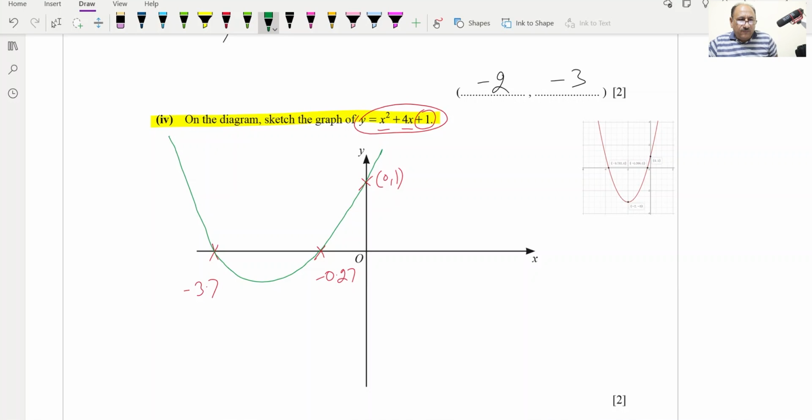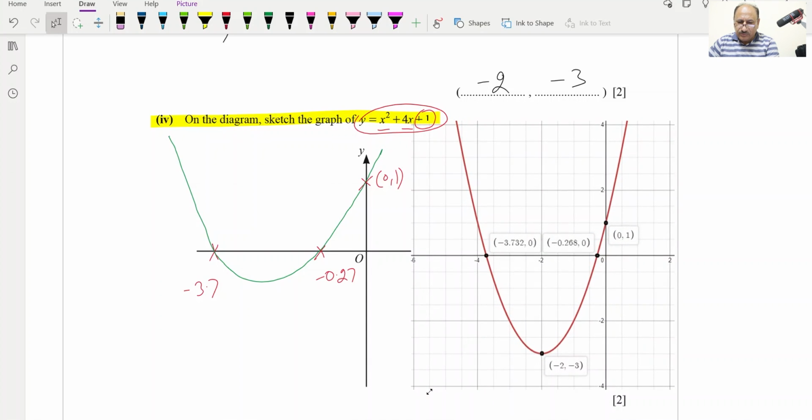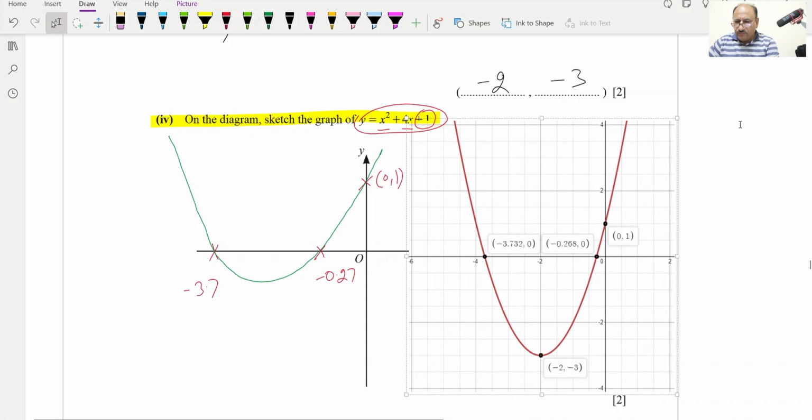Now what I have done is I have drawn an accurate graph for you, basically in a software for your explanation. So keep in mind, an accurate graph is not required. This is for your explanation.